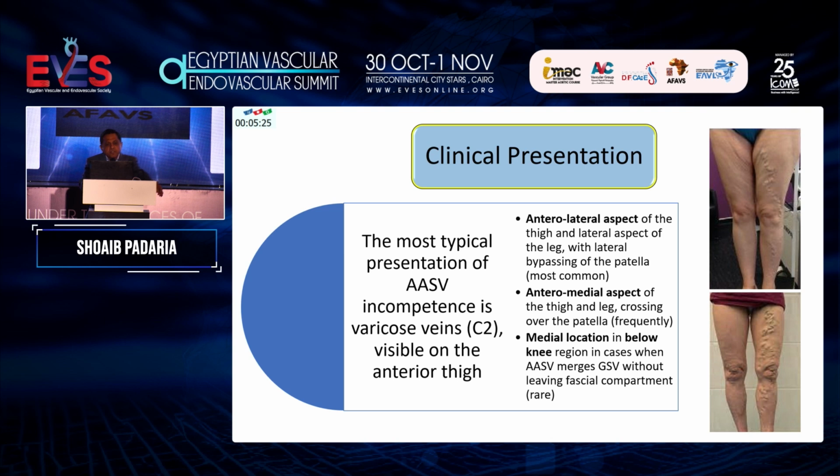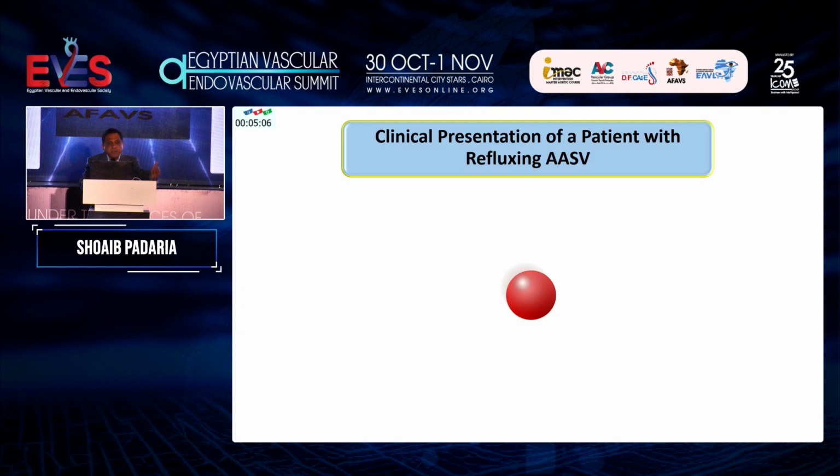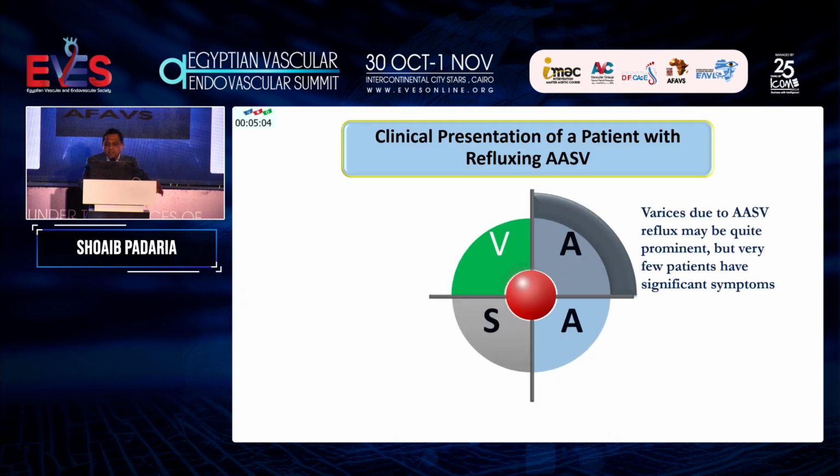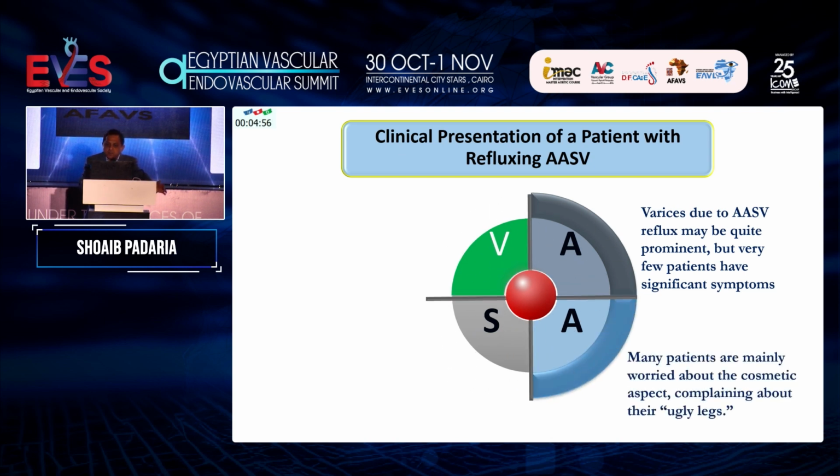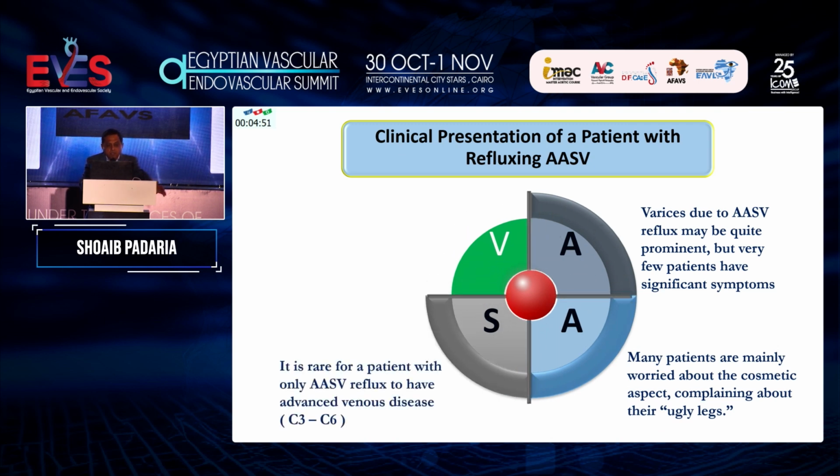As far as the clinical presentation is concerned, it's usually in the form of visible varicose veins on the anterolateral aspect of the thigh most commonly. Sometimes it can be present on the anteromedial aspect of the thigh, and in some cases, it can also be present below the knee, lateral to the knee, sometimes medial to the knee. How does a patient with AASV reflux present? Varices due to AASV reflux may be quite prominent, but surprisingly, very few patients have significant symptoms. Many patients are mainly worried about the cosmetic aspect of the ugly legs.